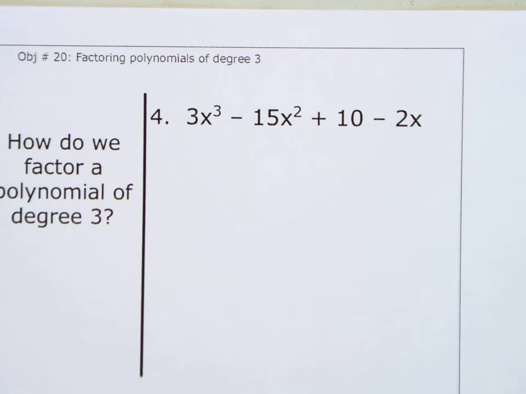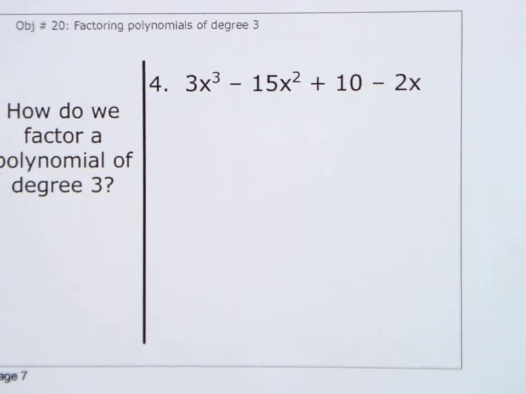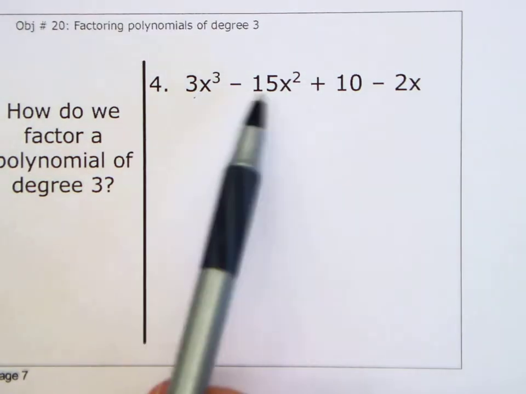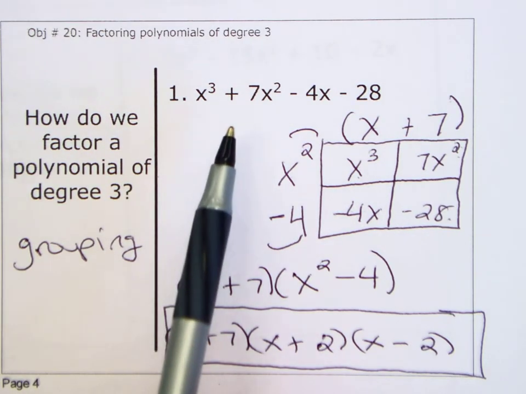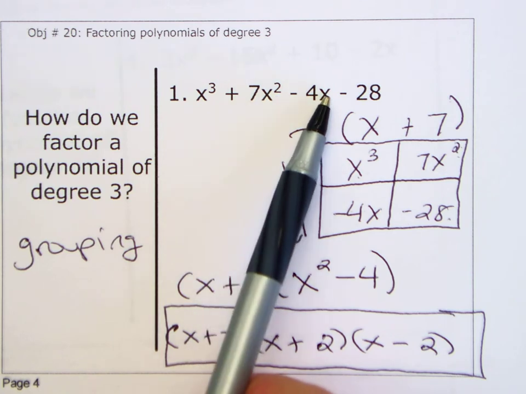Now look at this one. What do you notice about this one? First off, is there a GCF everywhere? There's not. This one looks weird though. How does this one look different? Notice look at number 1 for a second. How did the x's go? It went 3, 2, 1, nothing.